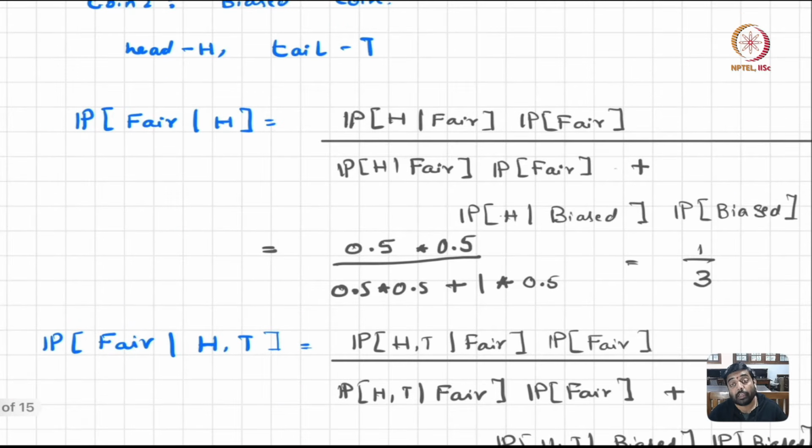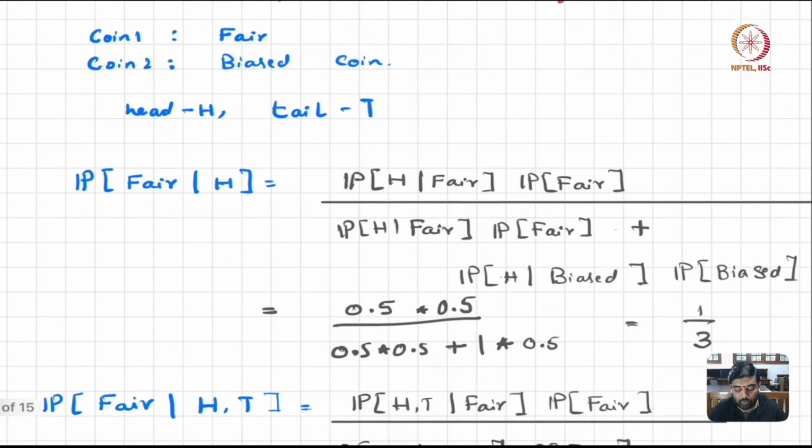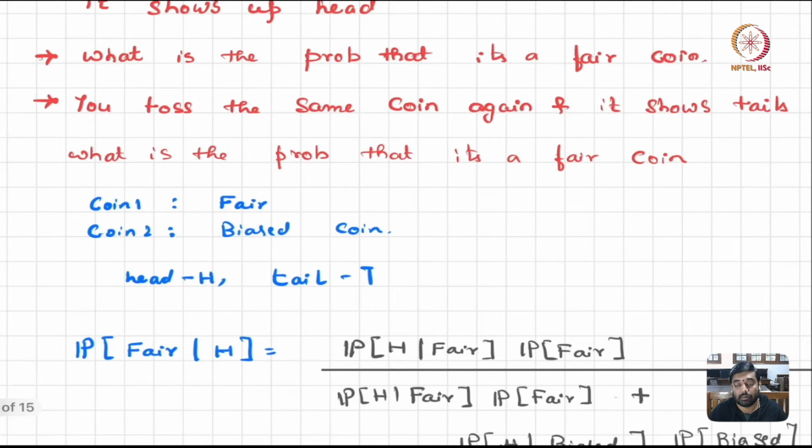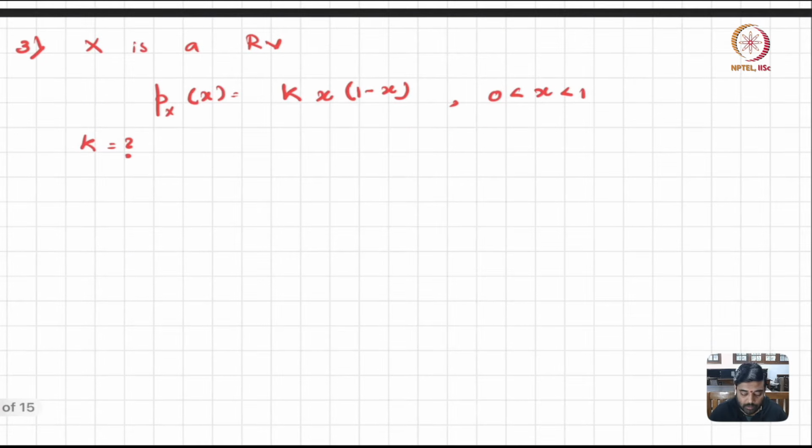On the other hand, can you compute in addition to this? You take a coin randomly and toss it, you get a tail. What is the probability that it's a fair coin? Can you compute it in a similar manner? I will leave it. Now this is how you try to understand the calculation of probability. So now let's go further.